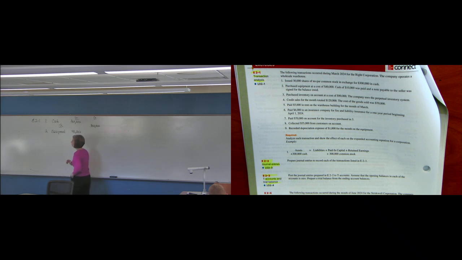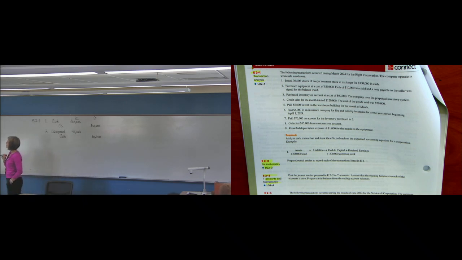Now, remember, if I was doing assets equal liabilities plus equity, and sometimes this might help, I just got an asset worth $40,000, right? Where did the funds come from to buy that asset? Well, in this case, I used two sources. What was the first source? Cash. And if I paid out cash, what happened to cash? The balance decreased. So how do I decrease cash? Debit or credit? Credit. Look at your rules, right? So I'm going to credit cash for $10,000.